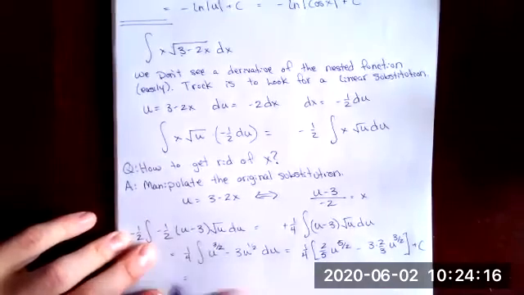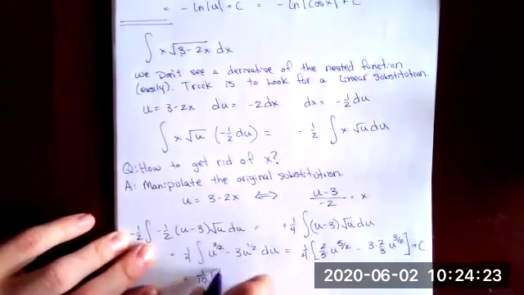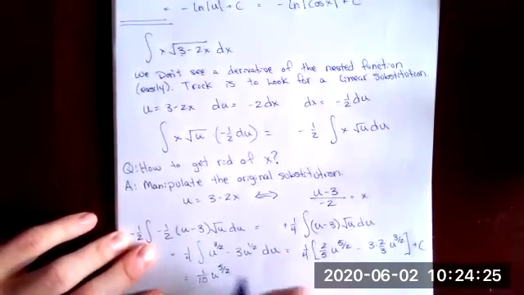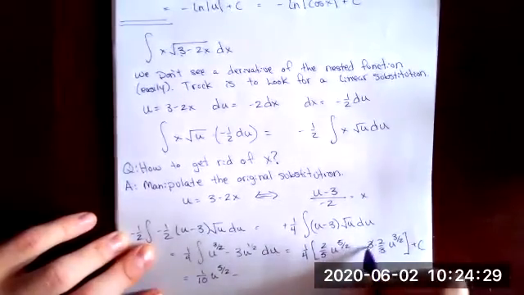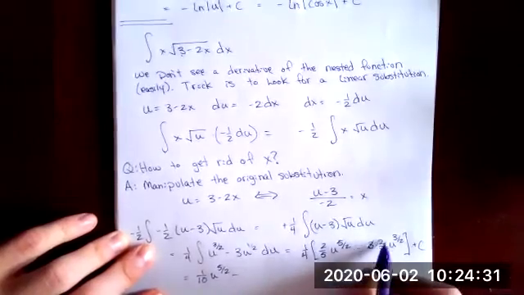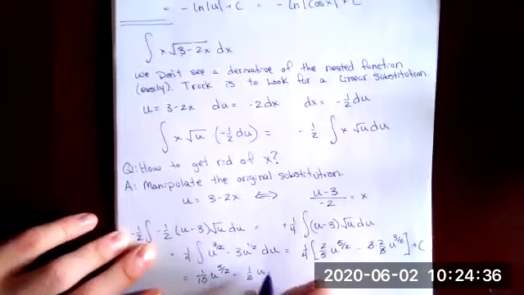So we've got 1/4 times 2/5 is going to give me 1/10 u to the 5/2. I've got, these two 3's are going to cancel, and then I've got 1/4 times that 2. So it'll give me a 1/2 u to the 3/2 plus a c.